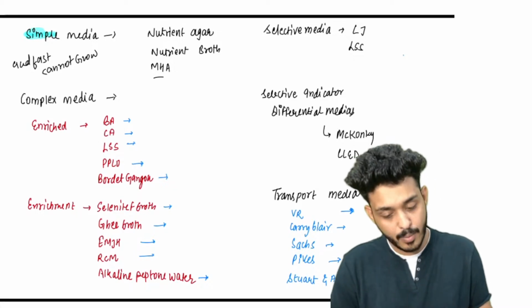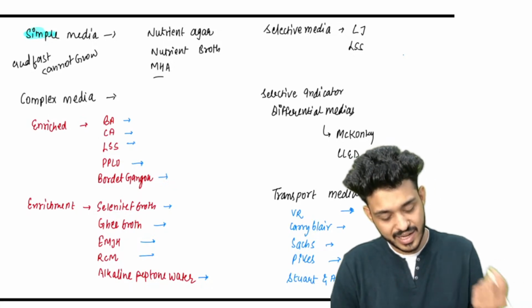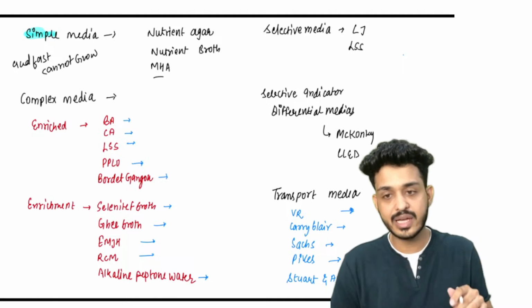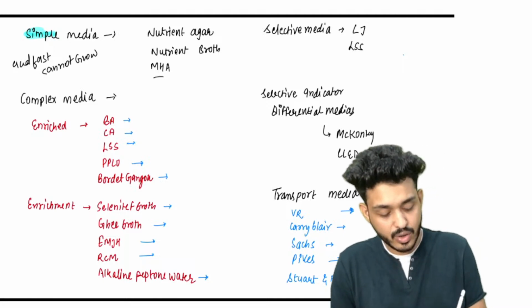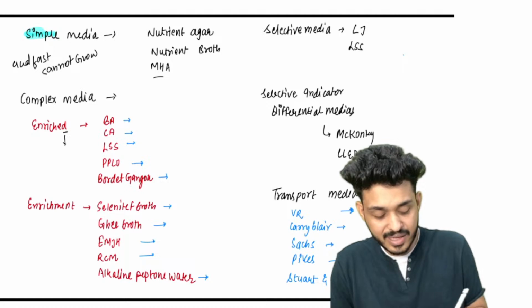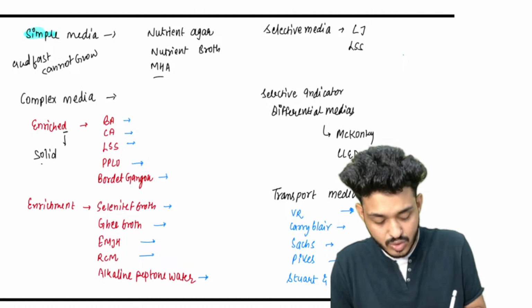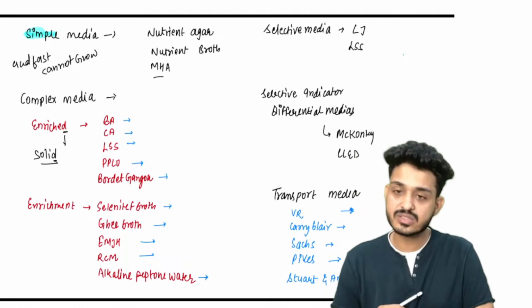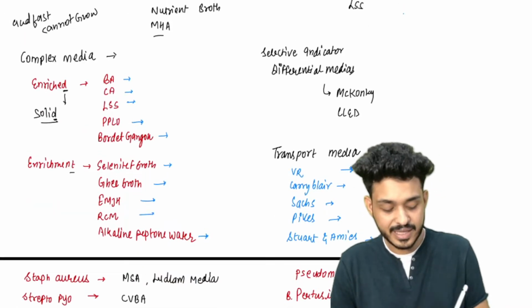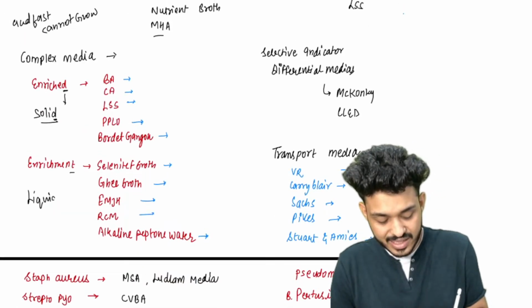Then we are having complex media. In complex media, every organism can grow. There are enriched and enrichment media. Just remember, enriched media is a solid media, and enrichment media is a liquid media. Every organism can grow here.